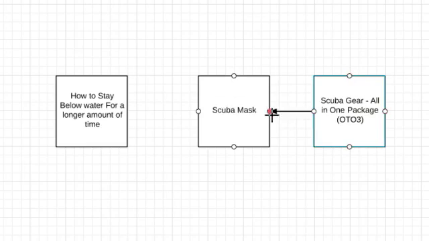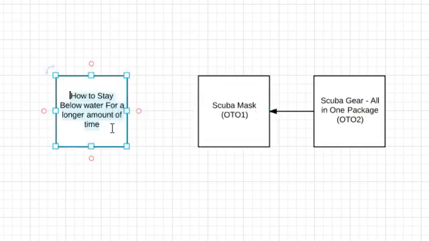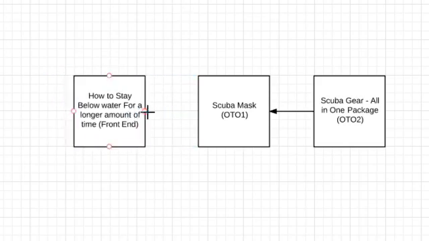So let's go here. And for simplicity, let's do OTO2 since it's a product. So we'll do this as OTO1 and then maybe a front end offer. So this could be a lead magnet, it could be a front end offer. But let's say, for example, we want to make a course to show people how to stay below water for a longer amount of time, or whatever unique selling proposition that solves somebody's problem, right?